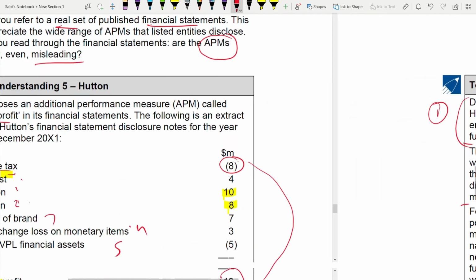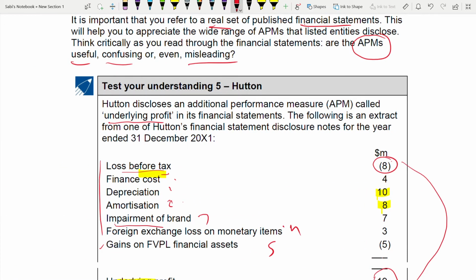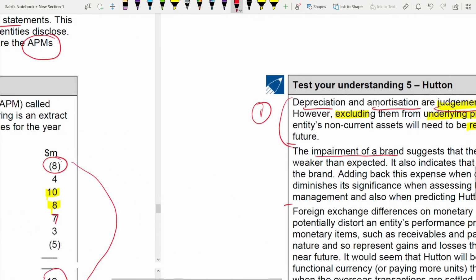You see here, it's an impairment of a brand only. Same words are being picked up from there. What's so much to think about? Impairment of brand, 7. This also they have excluded. Why? How do I know they have excluded it? Because they have added it back to the loss. It's a positive figure, 7. This also they have excluded.